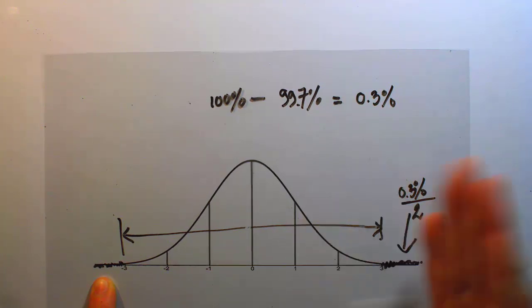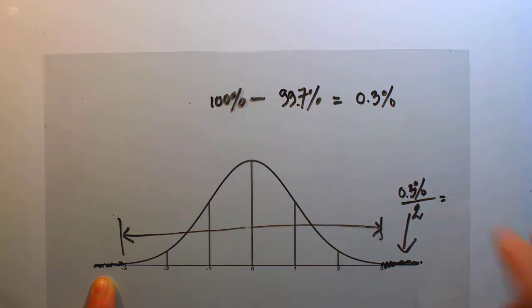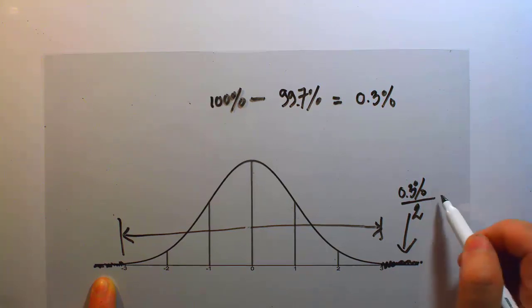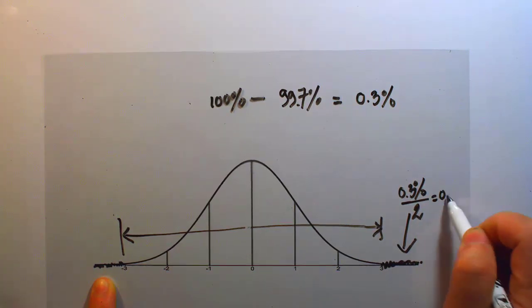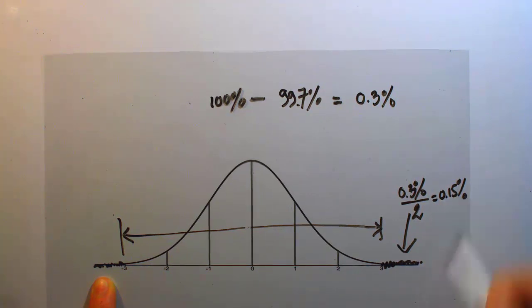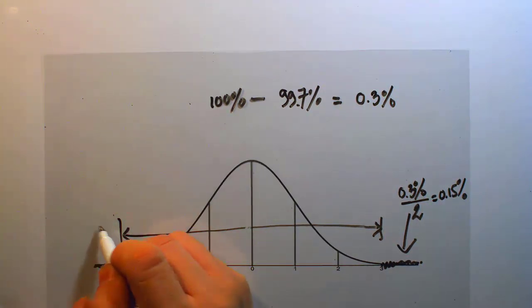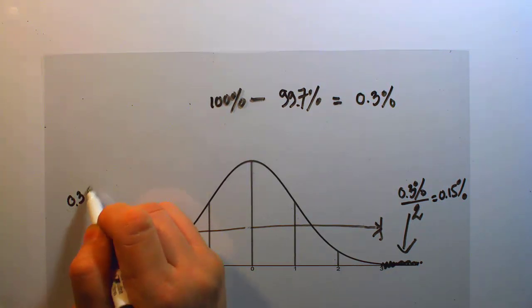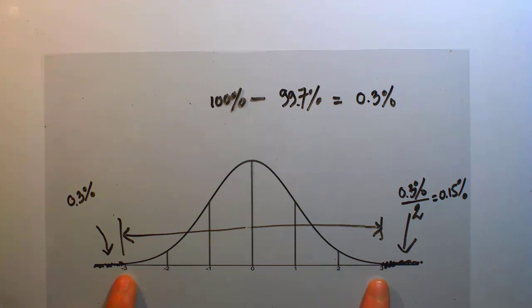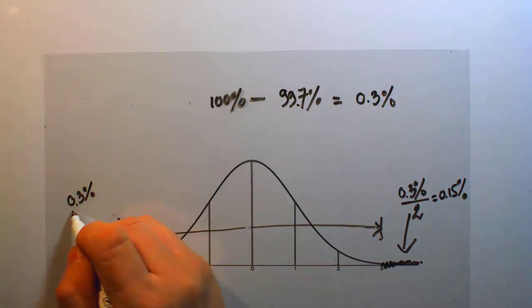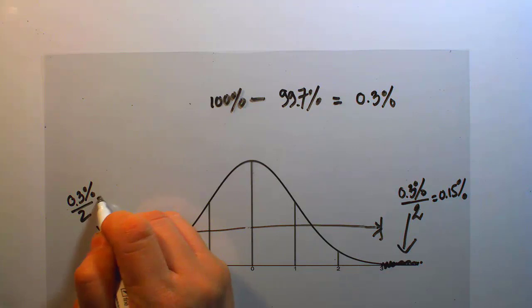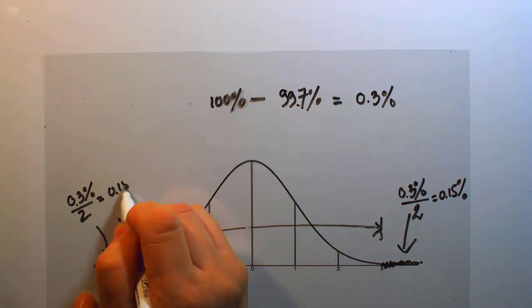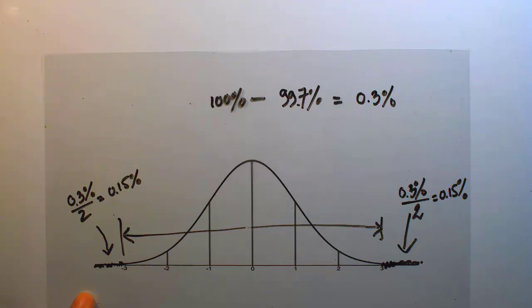And so the calculation shows it's going to be 0.15% there. And same argument, or at least similar argument. 0.3 is the total amount outside of the 99.7 interval. But then we're going to cut that in half, and that gives me 0.15% in there only. So now each one of these little guys has 0.15% area.